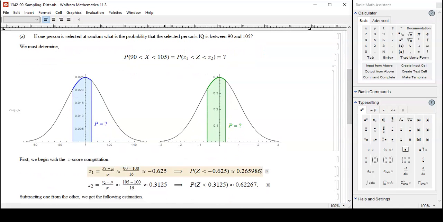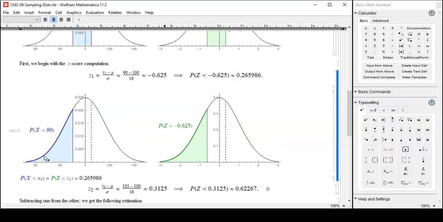Here's the computation: x minus center over SD from this 90. And then from 105, we get the same thing, x minus center over SD. And then we get this z-score. All right, we have this z-score and that z-score. And all you have to do is look up the normal table, and you're going to get appropriate areas. If you look up the normal table and get the area, that's going to be the area to the left of this point.